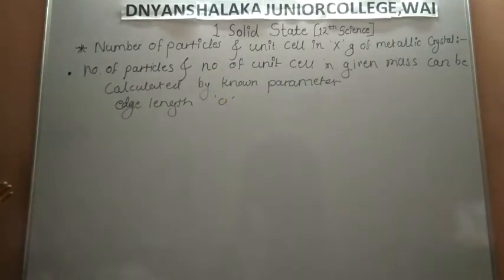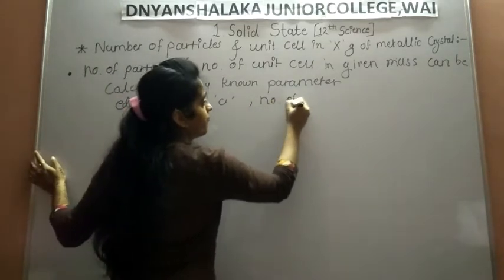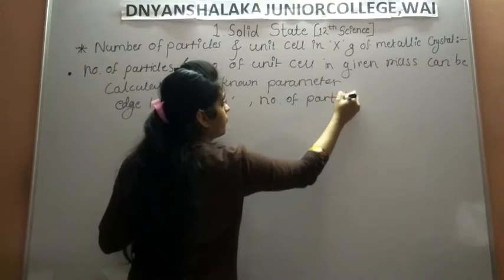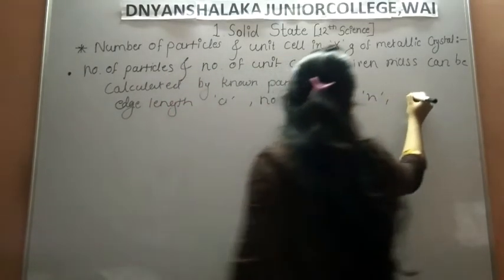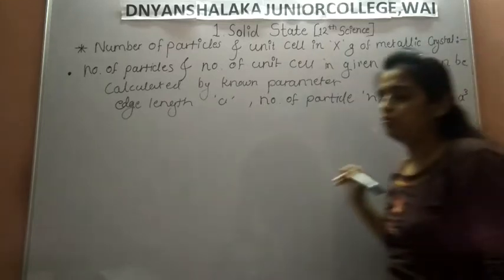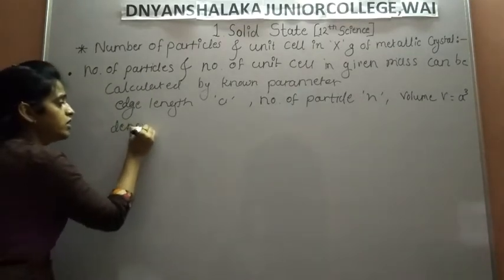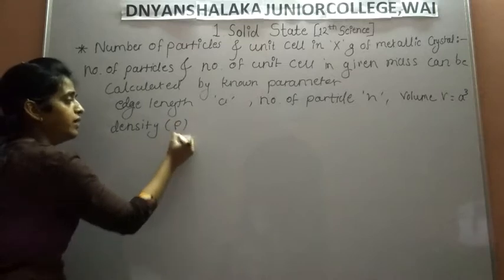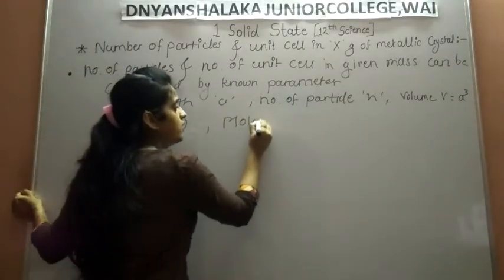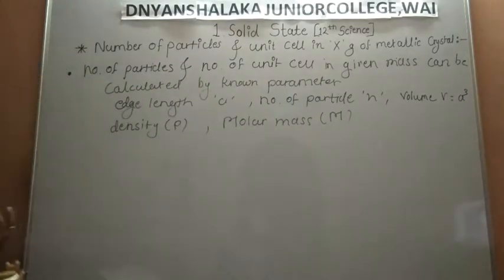Next, number of particles, which means n, and volume V, which is equal to a cubed. These are known parameters. The next known parameter is density, whose symbol is rho, and molar mass, whose symbol is capital M. So these are our known parameters for calculating the number of particles and number of unit cells.